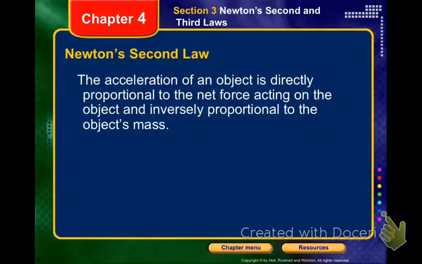So this is Chapter 4, Section 3. We've already covered Newton's first law. Now Newton's first law is also known as the law of inertia. Okay? So today we're going to cover the second and third law.